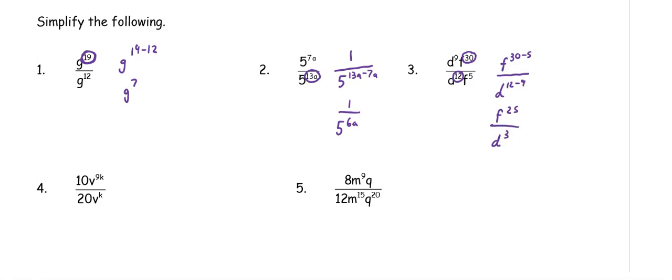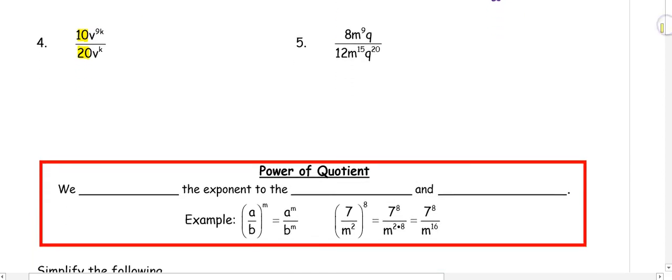In number 4, before we look at our exponents, we notice that we have a 10 and a 20 that are just numbers without exponents. If they're just numbers without exponents, we can reduce them like we would a normal fraction. Each of those numbers is divisible by 10, so that would reduce to 1 over 2.